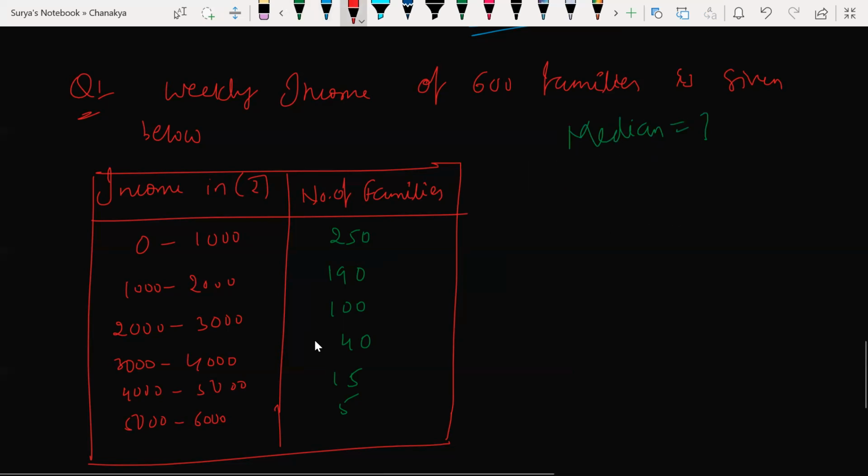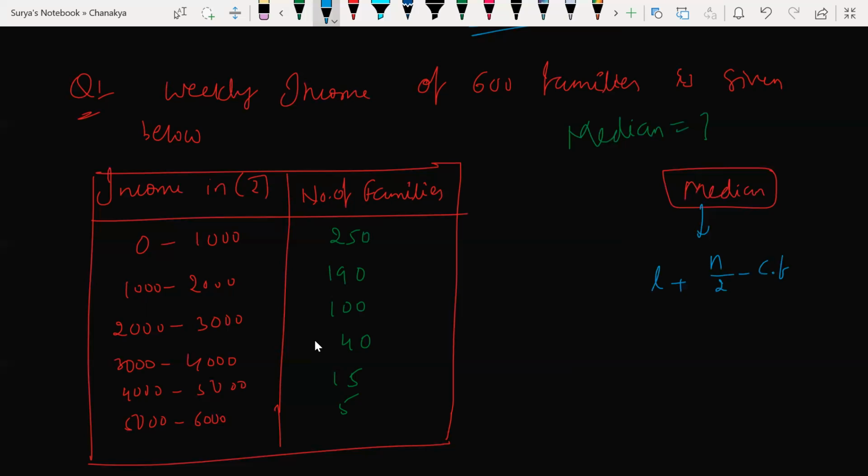What is the formula for median? The formula for median is L plus (n by 2 minus cumulative frequency) all divided by F, into H. This is my median formula.